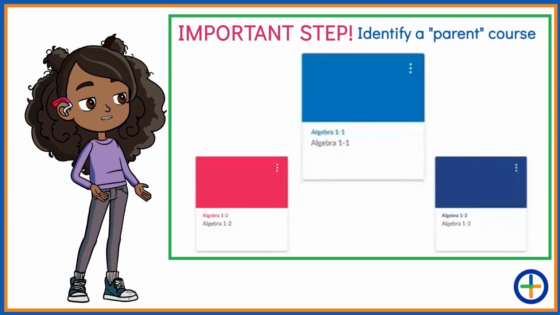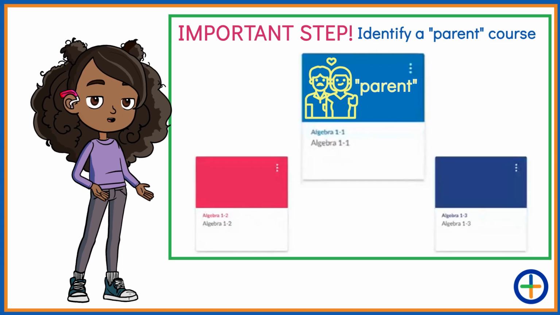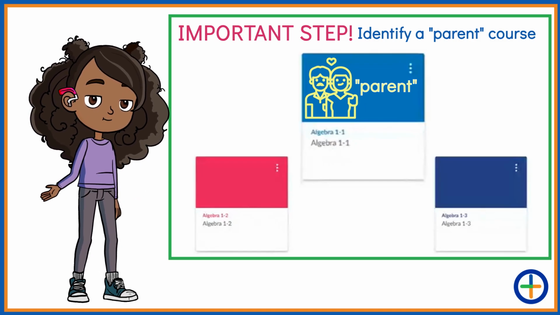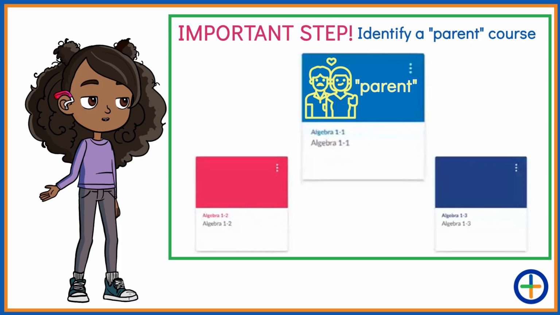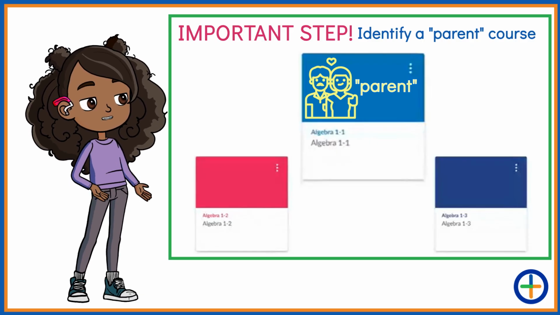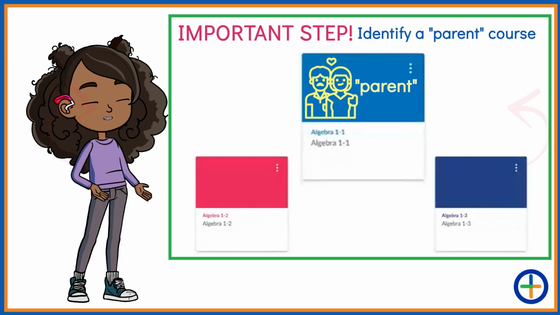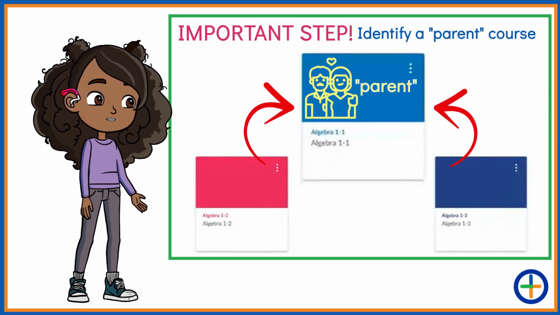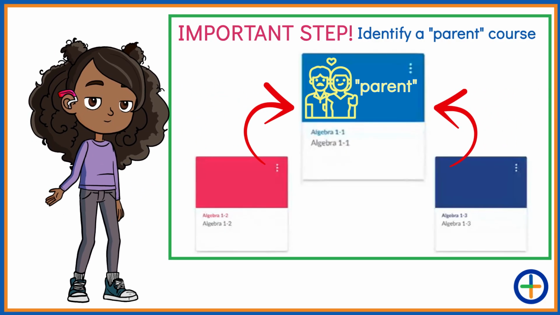Out of the courses that you're cross-listing, identify one as a parent course. This is an important step to ensure that your courses are cross-listed correctly. You'll be cross-listing the other courses into the one that you've identified as the parent.